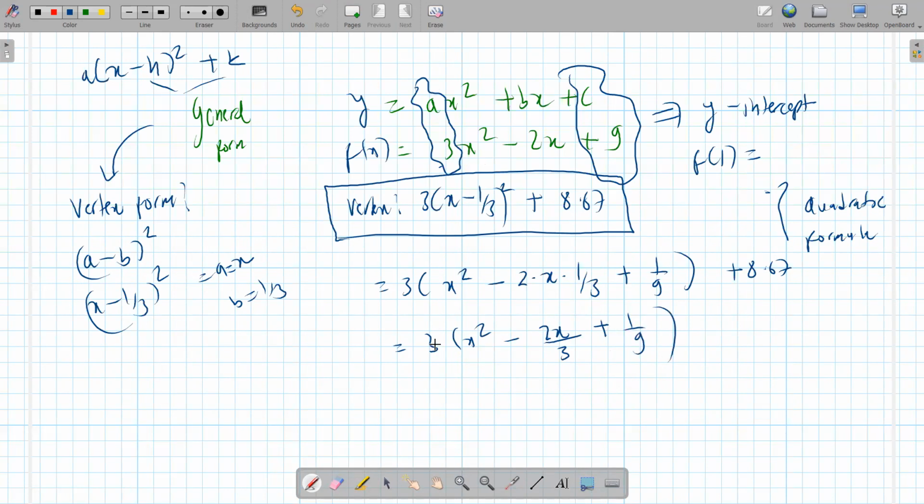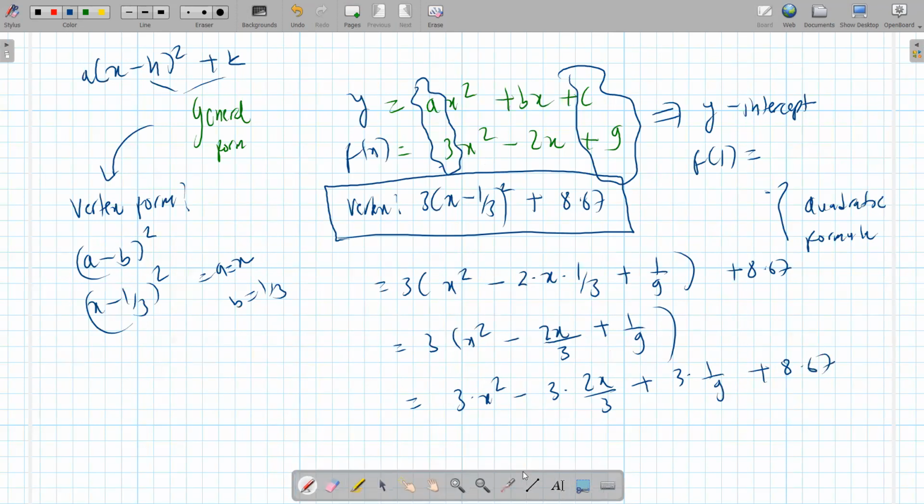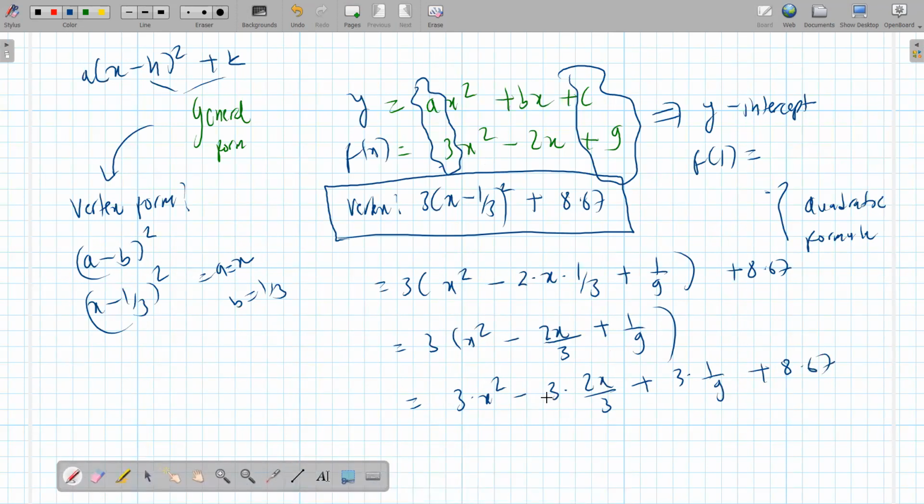Now let's open this bracket. What does this mean? This means we're going to multiply all 3 terms by 3. So you get 3 times x squared minus 3 times 2x over 3 plus 3 times 1/9 plus 8.67. Then this 3 cancels out with this 3, and 3 times 1/9 is just 3/9, which is 1/3. Here you're just left with minus 2x, and here's 3x squared, and then plus 8.67. So there we go. That's a 9.